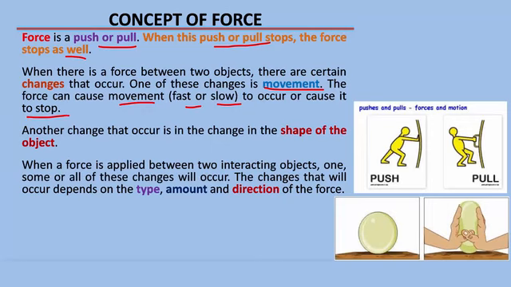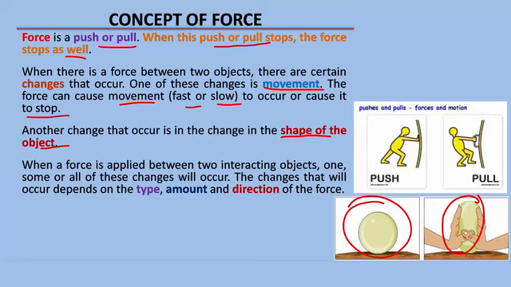Now, another change that occurs is the change in the shape of the object. For instance, when a balloon, as seen in this photograph, is pressed, the shape changes. It changes from a circular form to a cylindrical form.